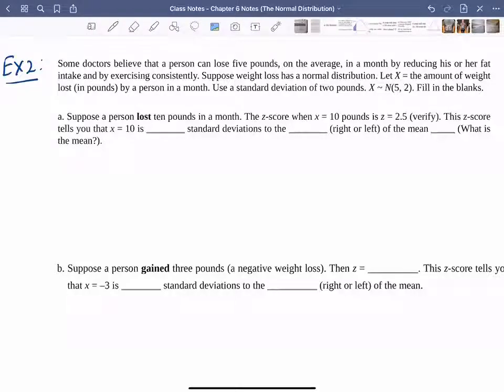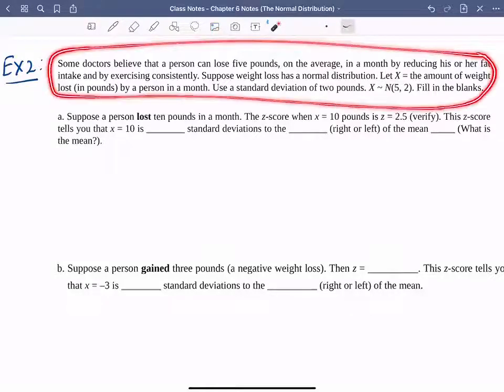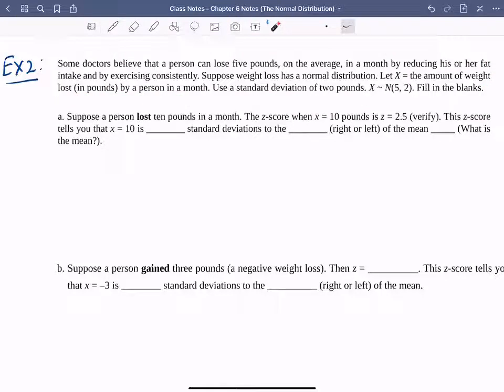Okay, so coming back means that you have now written all of this, or at least the top part here. You've at least written all this, so we can talk about the context. So it says some doctors believe that a person can lose 5 pounds on the average in a month by reducing his or her fat intake and by exercising consistently.